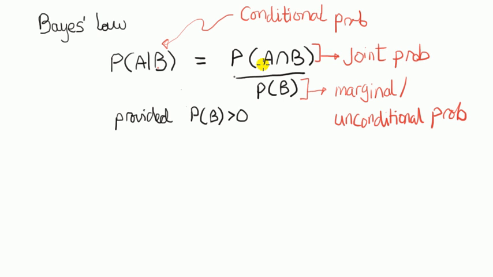Say A and B are discrete, then a table consisting of the outcomes of A and B along with the associated joint probabilities will be called the joint distribution. A table of the outcomes of A given B and the associated probabilities will be called the conditional distribution. And the table of the outcomes of B along with the associated probability of B will be called the marginal or unconditional distribution.